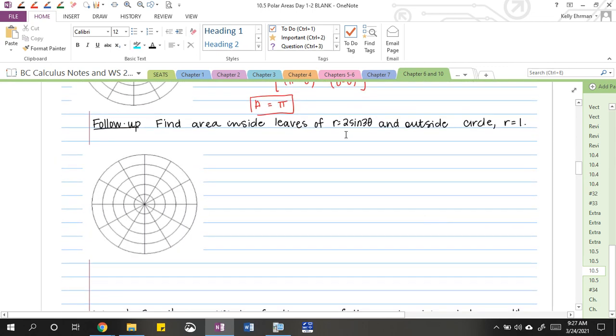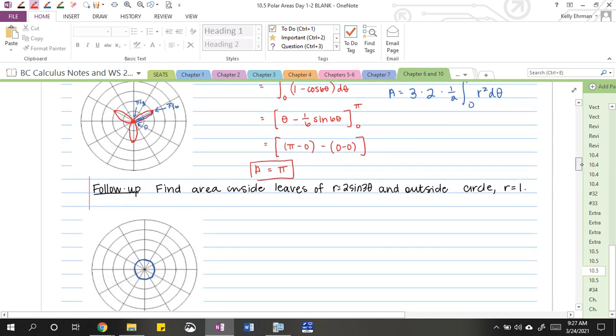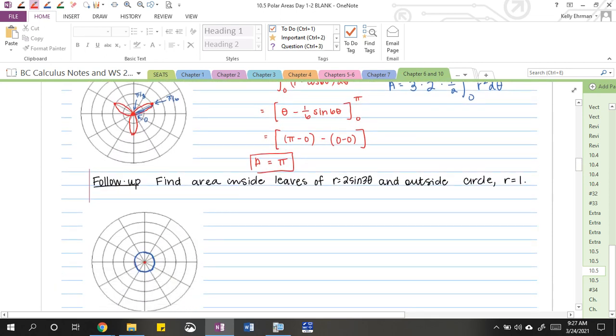Okay, here's something that's a little different. Find the area inside the leaves of this polar curve and outside the circle r equals 1. So let's sketch the graph first to see what we're talking about. First of all, the circle, r equals 1 is here. And then what about this? So let's see, 2 sine of 3 theta. Wait, did we just do that one? Oh yeah, okay, sorry. I'm just going to copy the graph that I have from above. We don't need to take time to sketch that out.